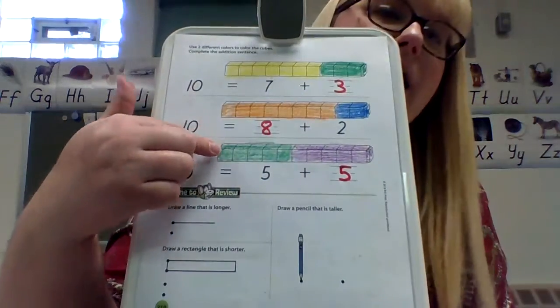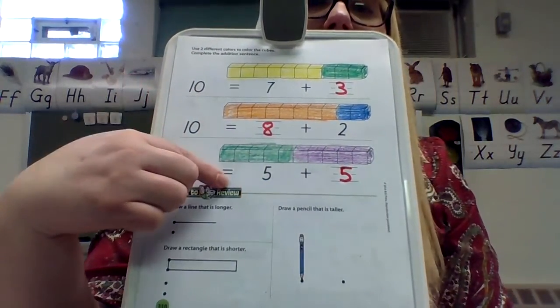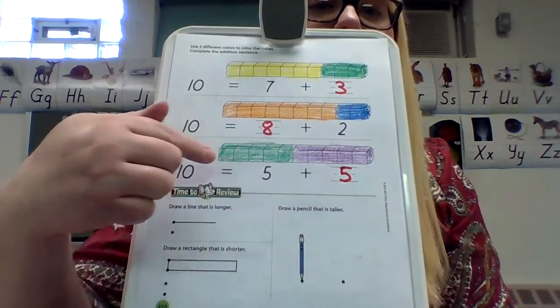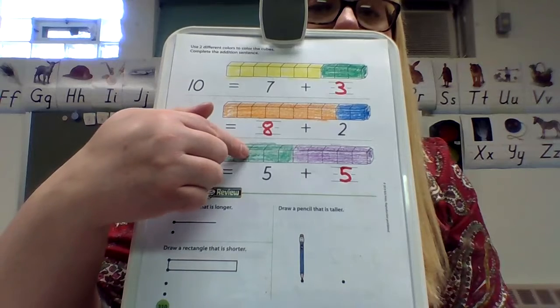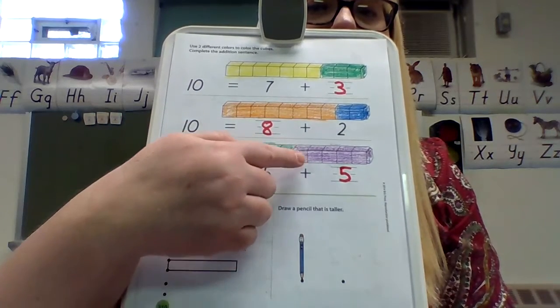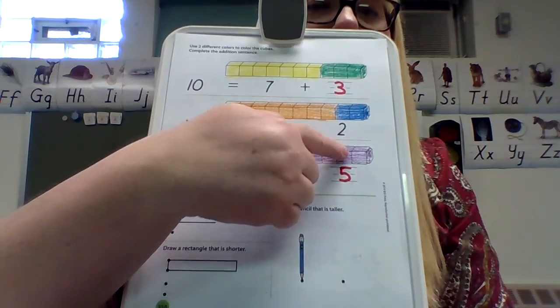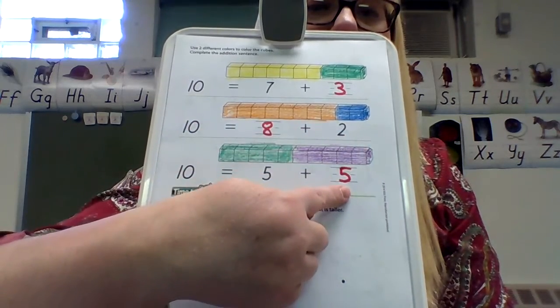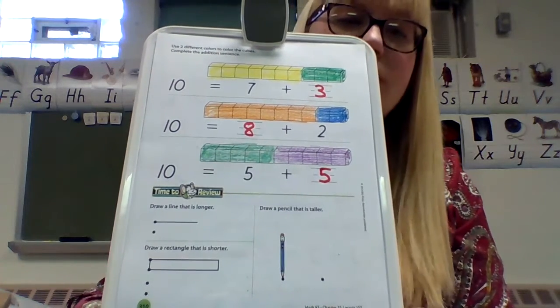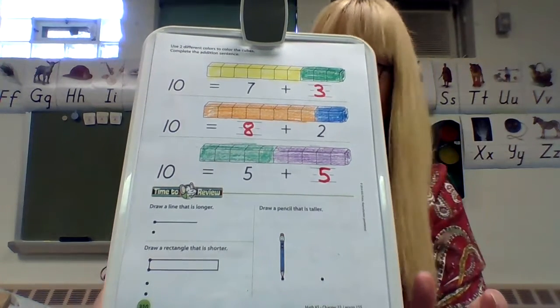All right, so we have 10 equals 5 plus 5. So we have 1, 2, 3, 4, 5. That's how we have our first number here. Then we have 1, 2, 3, 4, 5. That's how we get the number for there. Okay, hopefully you're all understanding that and catching on.